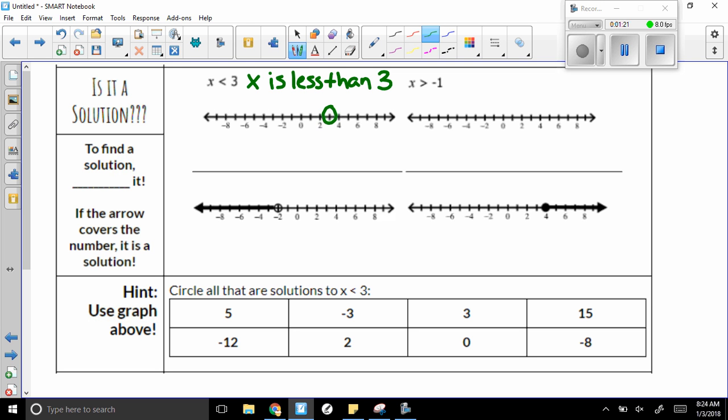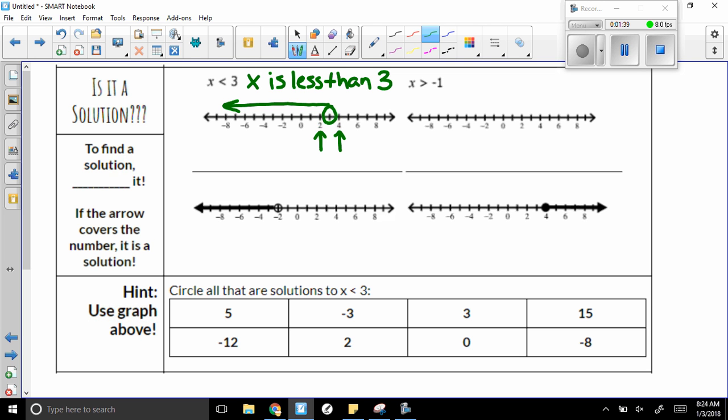What I like to do to decide my arrows is look at the number to the left of the circle and to the right of the circle. So here I have 2 and I have 4. And I need to pick the one that's less than 3, that's smaller than 3. So my arrow is going to go to the left here. Let's look at that next one.